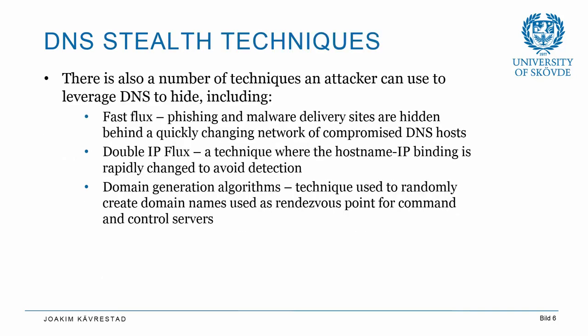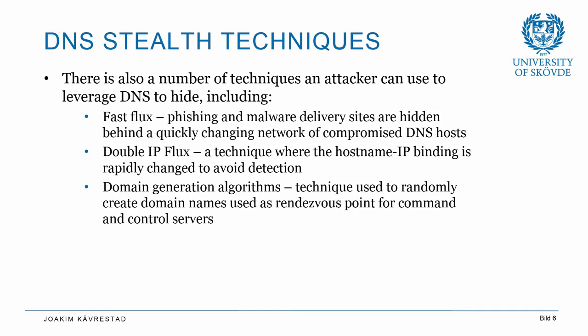There's also a number of techniques an attacker can use to leverage DNS to hide, and this is perhaps not a complete list, but some examples are fast flux, and this is a technique used by phishing and malware delivery sites, and it usually hides the phishing and malware delivery sites between a quickly changing network of compromised DNS hosts. So it's basically an obscurity approach where you quickly modify the data in different DNS hosts, making it very hard to track your true whereabouts.